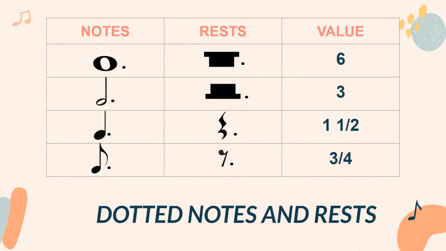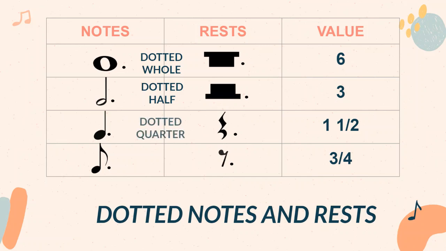These are the dotted notes and rests. The dotted whole note, the same as the dotted whole rest, has 6 beats. The dotted half note and half rest have 3 beats. The dotted quarter note and quarter rest have 1 and 1/2 beats. And the dotted eighth note and eighth rest have 3/4 beat. So how do we compute the value of the dotted notes and rests?